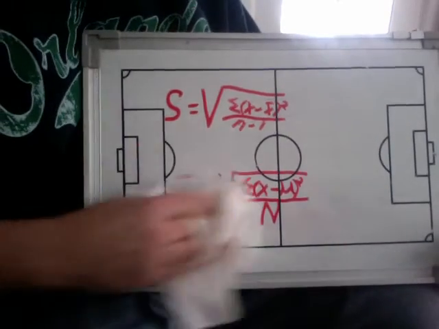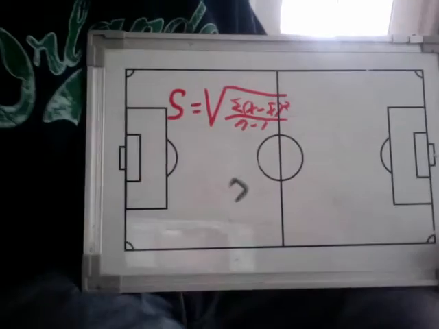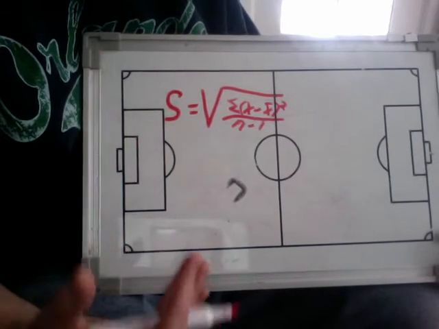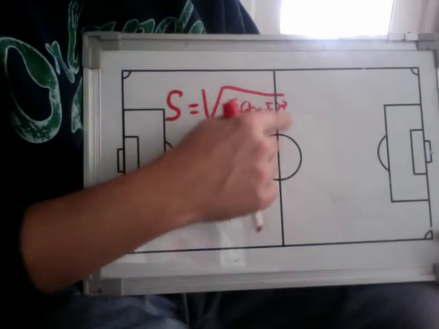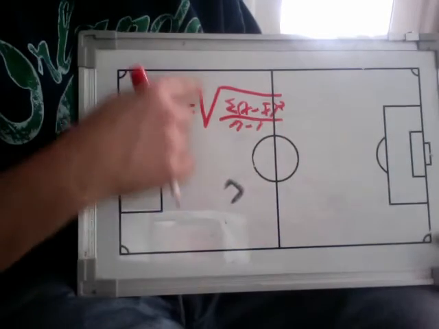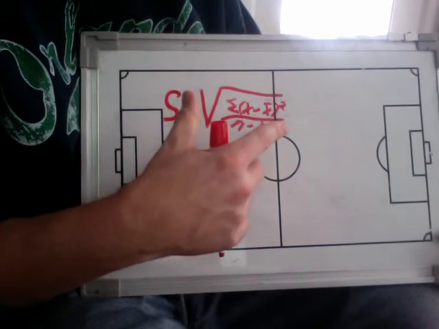Alright, so this is actually how you do it. And then along the way we get the variance. The variance, s squared or sigma squared, is just the formula underneath the square root symbol. So here's the variance, and then when you put the square root on it, there's the standard deviation.